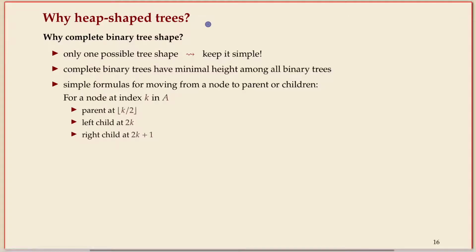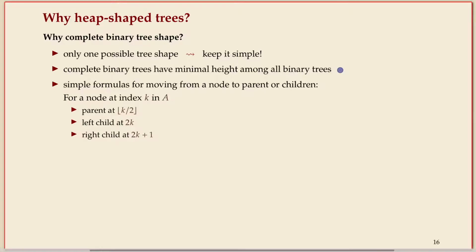In our case, the shape of this tree is quite convenient, and I want to motivate why. So why do we have complete binary trees here? First of all, it's simple, because for every number of nodes, there's a single shape the tree can take. There's a single complete binary tree with n nodes, because everything's prescribed. It has to be completely filled up to the penultimate level, and then everything else is flush left. So there's really no leeway.